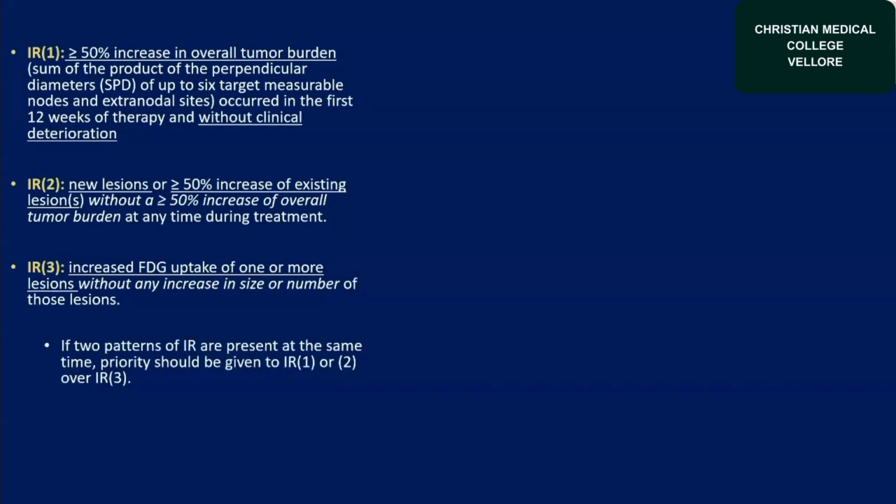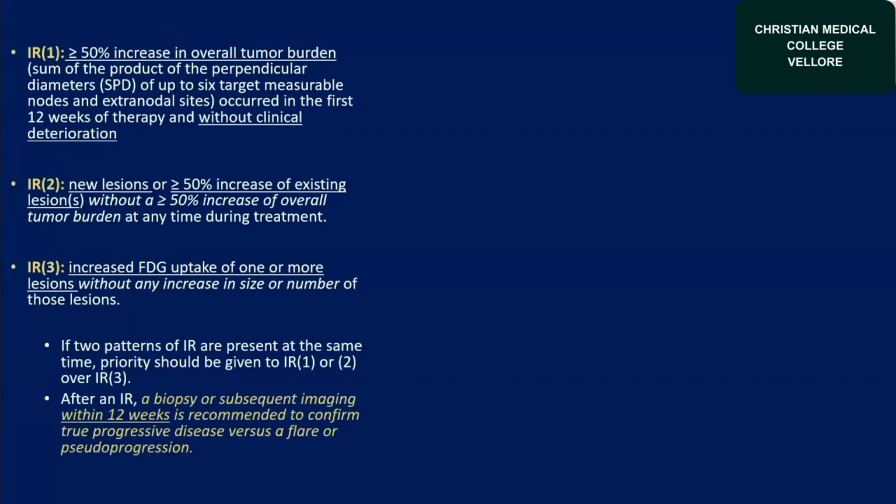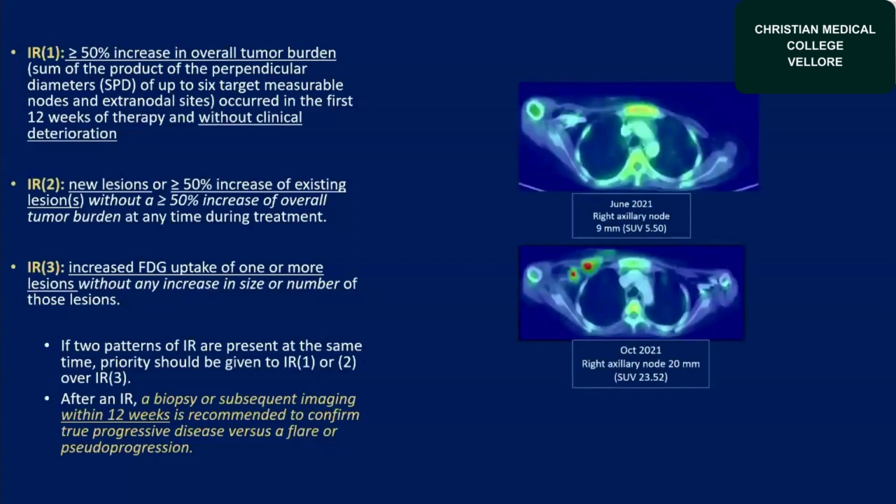So if there is more than one pattern in the same patient, we have to give priority to IR1 and 2 over IR3. But what do we suggest as nuclear medicine physicians? What we suggest to the clinicians is that if we have to really confirm it, we either do a biopsy of the lesion or a subsequent imaging within 12 weeks to really confirm if it is a true progressive disease or not.